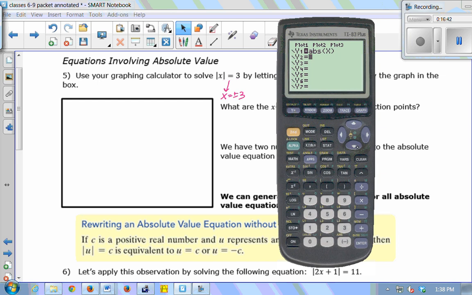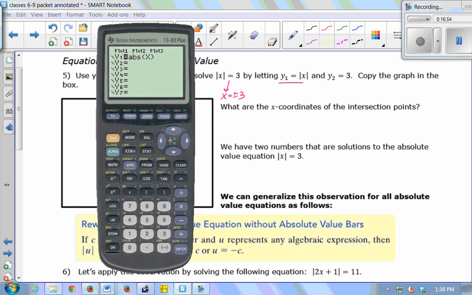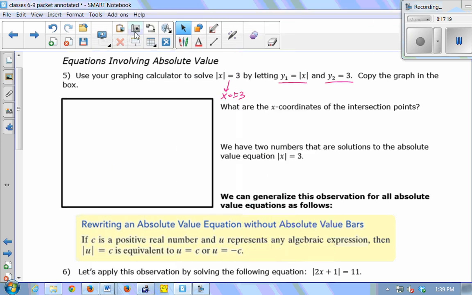All right, so you have absolute value of x in y1. In y2, I'm going to put the right-hand side of the equation, right? The 3. So y1 is absolute value of x, y2 is 3. And I want to see where these two graphs cross. So I'm just going to do zoom 6, the standard viewing window, absolute value of x, and 3. And you see they cross in two places, right? One's x equals negative 3, and the other is x equals 3. So I'm just going to take a quick picture of this.